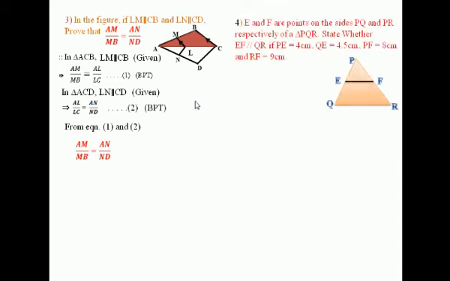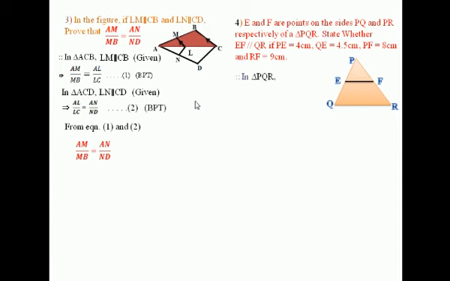So let us consider one more problem. It is a different problem. E and F are points on the sides PQ and PR respectively of a triangle PQR. We have to state whether EF is parallel to QR. It is given that PE is equal to 4 centimeter, EQ is equal to 4.5 centimeter, PF is 8 centimeter, and RF is 9 centimeter. So by using the data, we have to state whether line EF is parallel to QR or not.